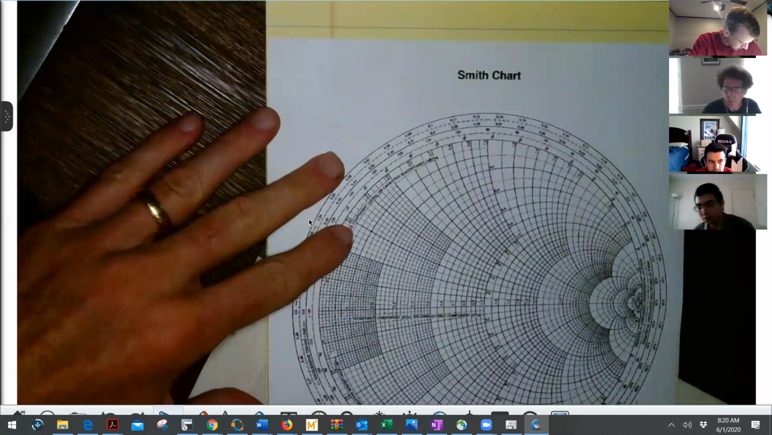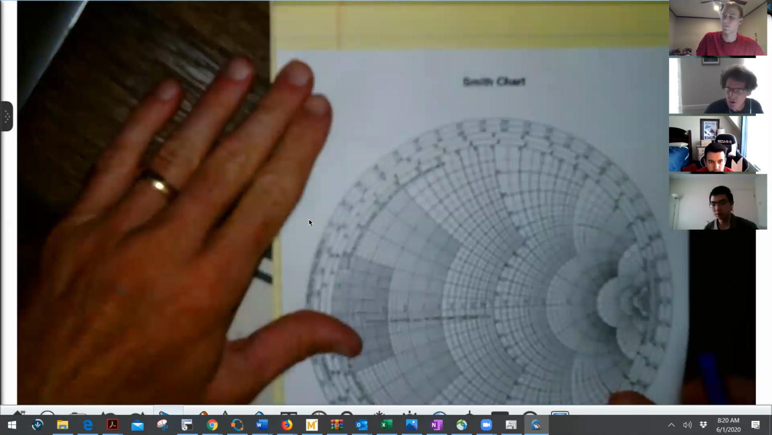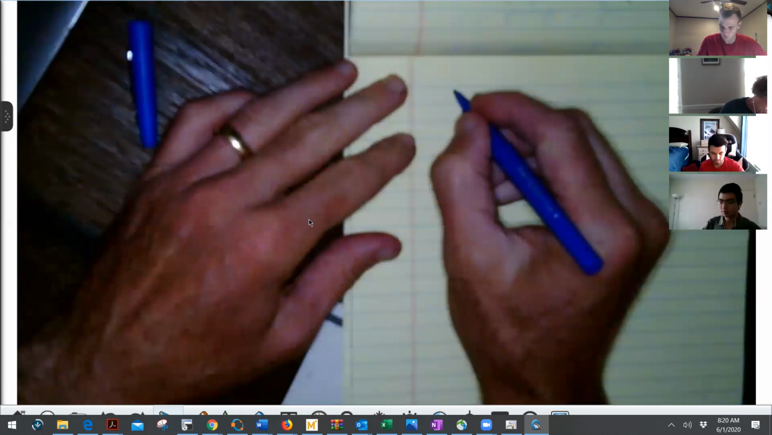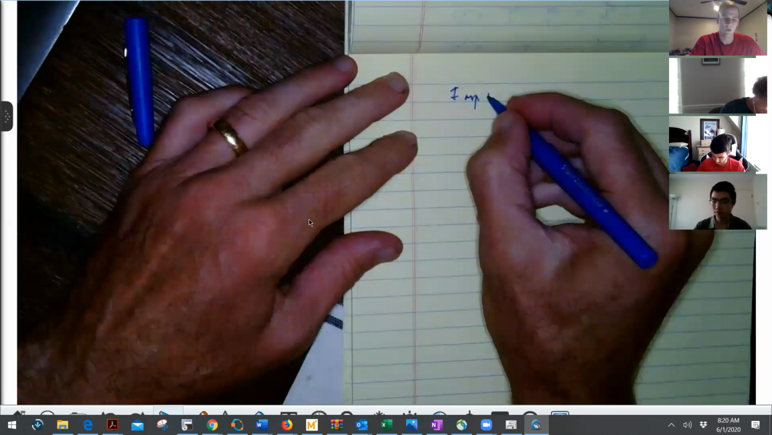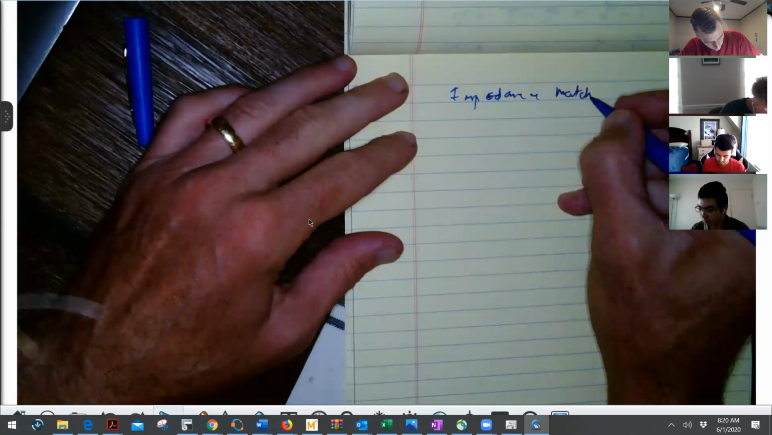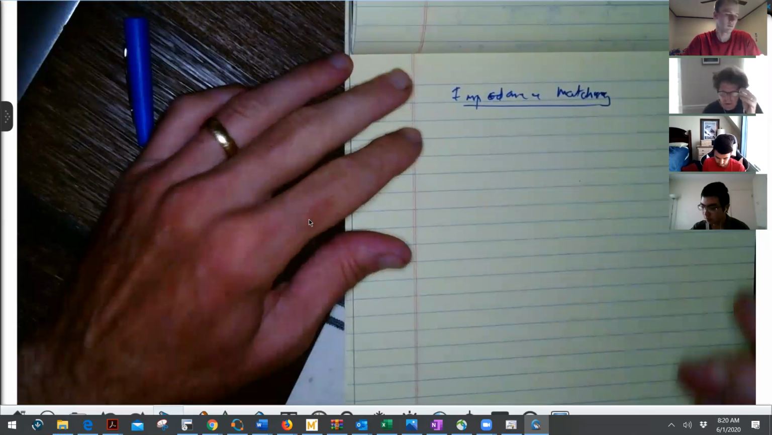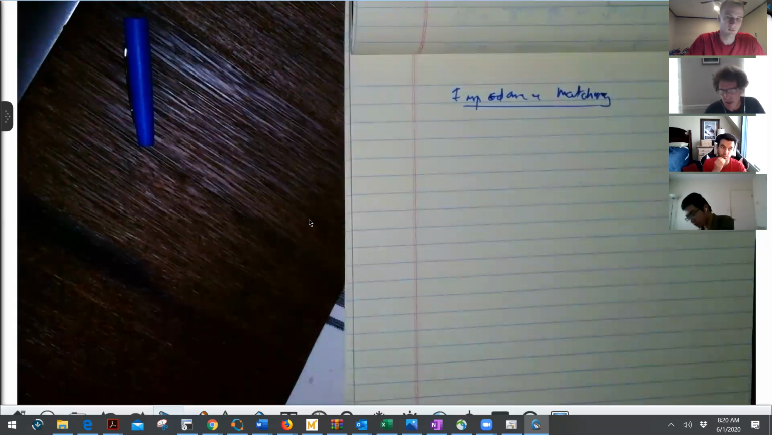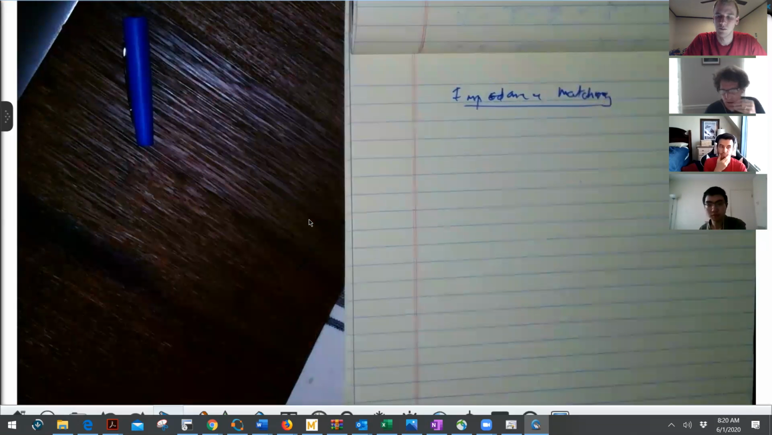Here, we're going to do something called impedance matching. So this is going to be impedance matching. Now, I didn't give you a bunch of problems about the Smith chart, but does everybody understand how to first enter the Smith chart? We'll go through this one.